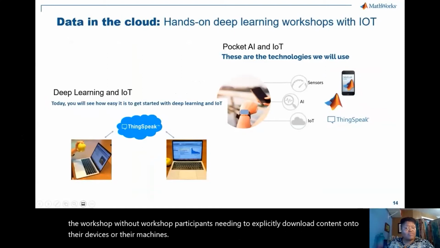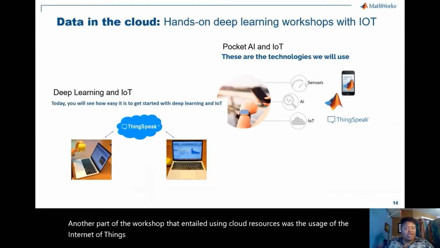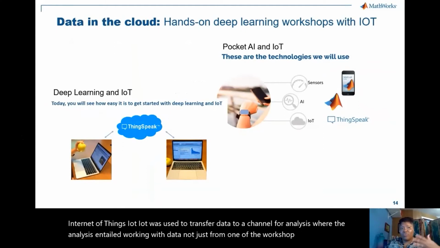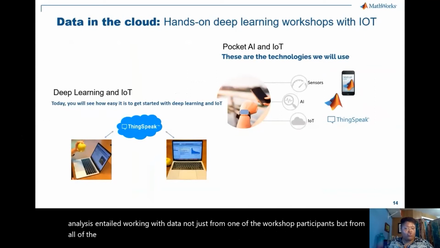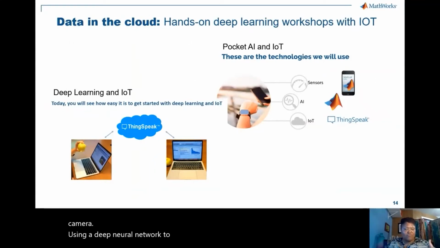Another part of the workshop that entailed using cloud resources was the usage of the Internet of Things, IoT. IoT was used to transfer data to a channel for analysis, where the analysis entailed working with data not just from one of the workshop participants, but from all of the workshop participants from around the world. For example, the Deep Learning and IoT workshop entailed participants taking everyday objects, placing those objects in front of a web camera, using a deep neural network to recognize the objects, and then the labels from the recognition were sent to a channel via IoT.